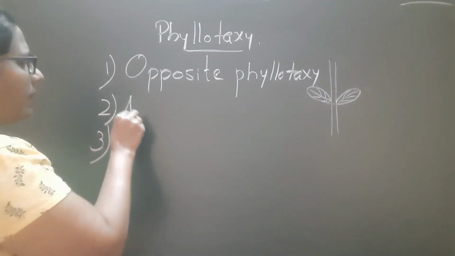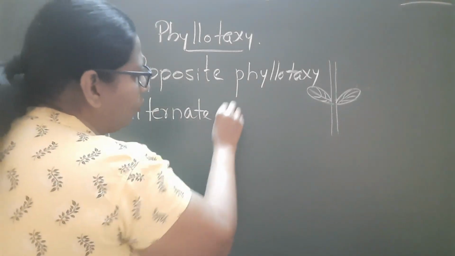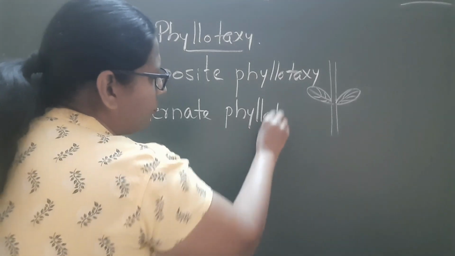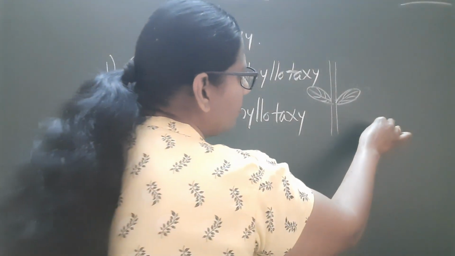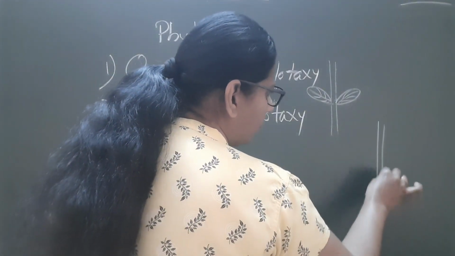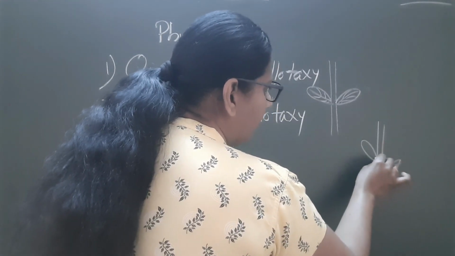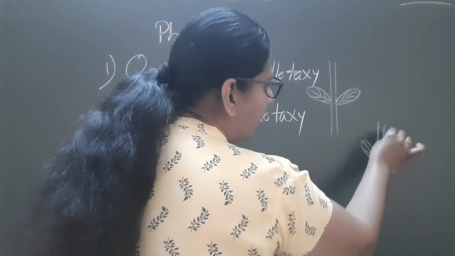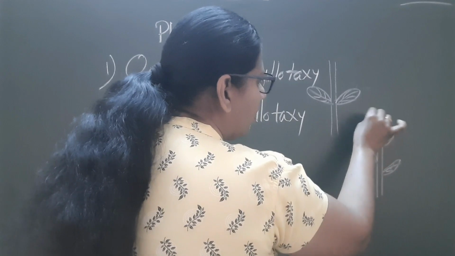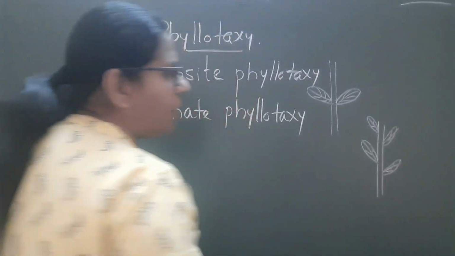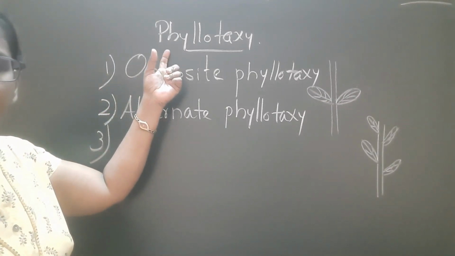Next is alternate phyllotaxy. One leaf will be here, and then the other leaf will be here, then again here. This kind of arrangement is called alternate phyllotaxy. You understand? Phyllotaxy has three types.